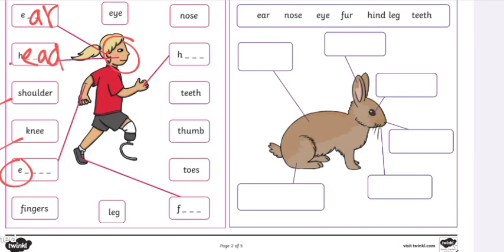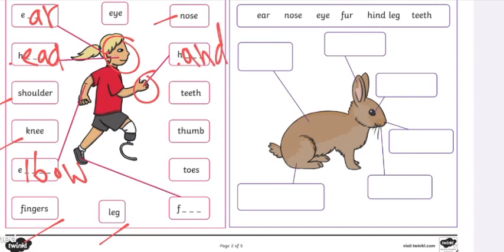What about E for what here? Elbow. He's writing for you fingers, leg, nose. H for what? H for hand. Teeth, thumb, toes. Okay.